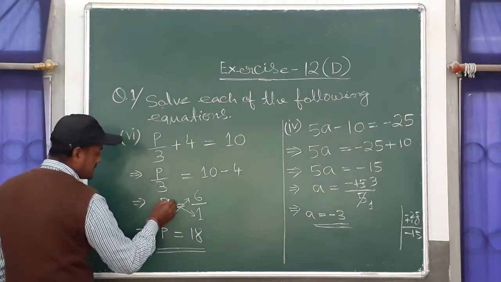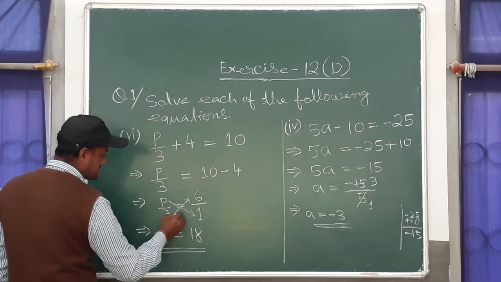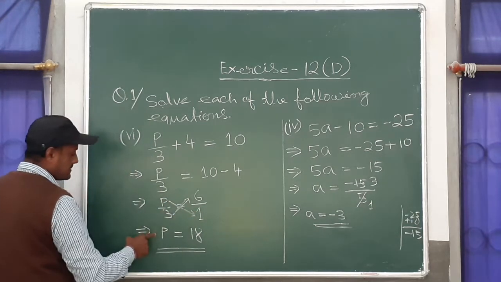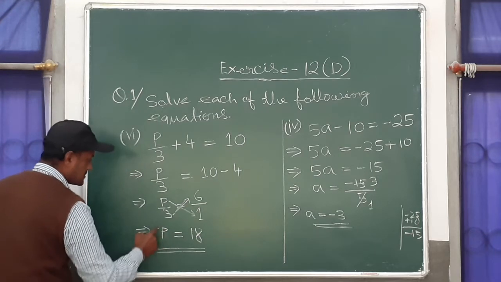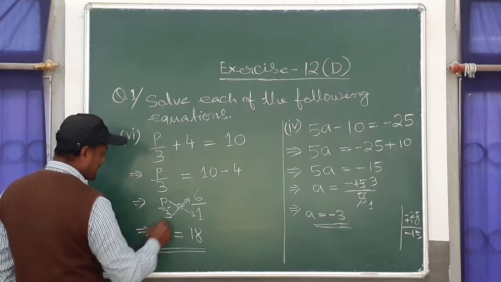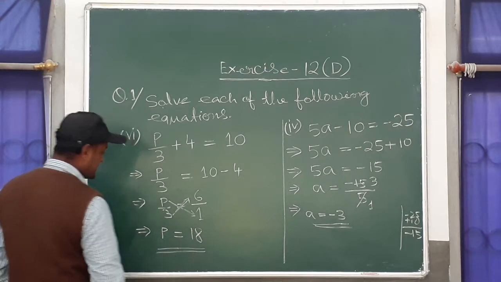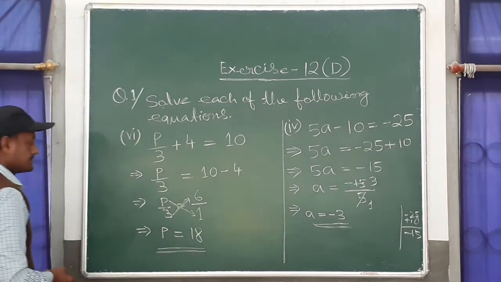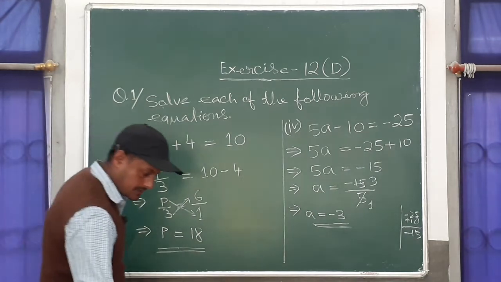So what we will do here, we will do cross multiplication. Cross multiplication means we will multiply p 1, 1p. If you write 1 also, that is also right. If you don't write, no problem. And 3 6 is 18. So what we got the value of p? P is equal to 18.